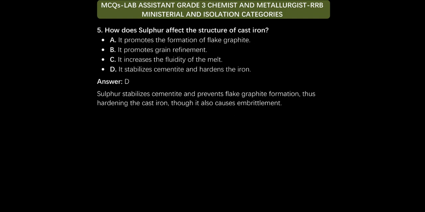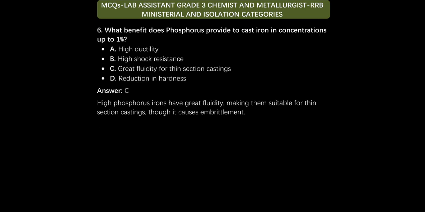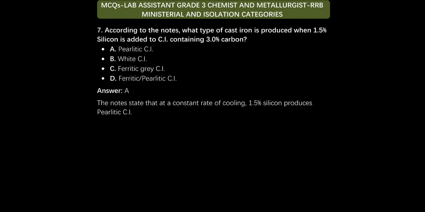How does sulfur affect the structure of cast iron? Option D, stabilize cementite and harden the iron. What benefits does phosphorus provide to cast iron in concentration up to 1%? Option C, great fluidity for thin section casting.